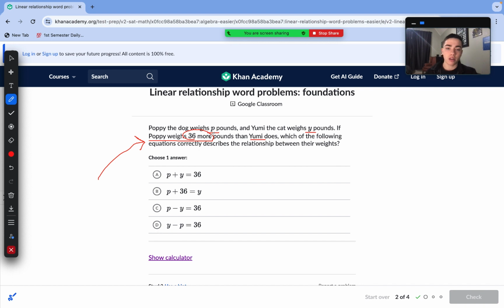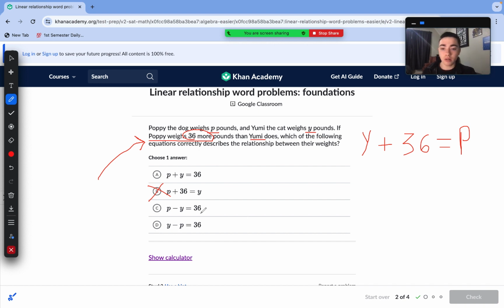Puppy weighs 36 more pounds than Yumi does. That means we need to take Yumi's weight, or Y, and then add 36 to it in order to find Puppy's weight. So this is a basic equation. We do not have this option. However, in these questions, they also might expect us to manipulate the equation somehow. So we can see it obviously is not going to match B, because that's adding 36 pounds to Puppy's weight.